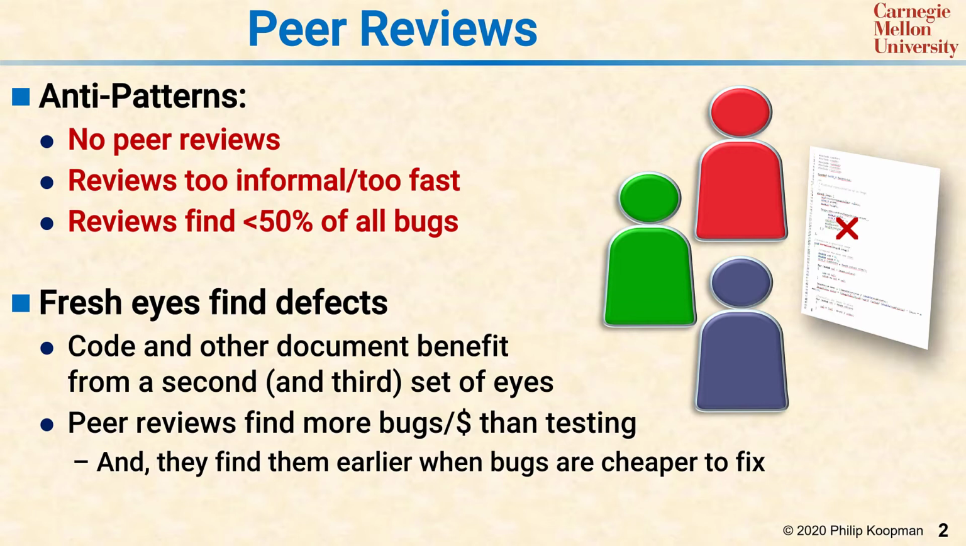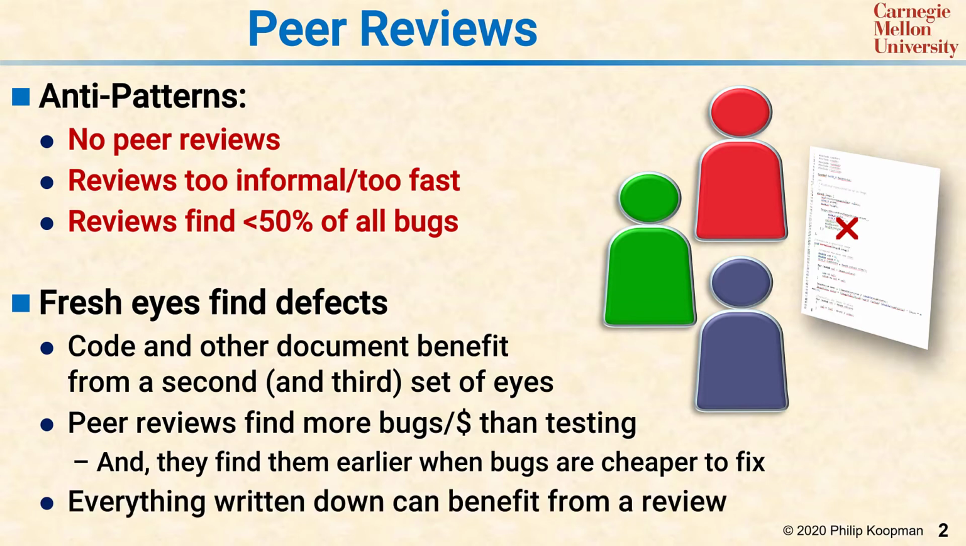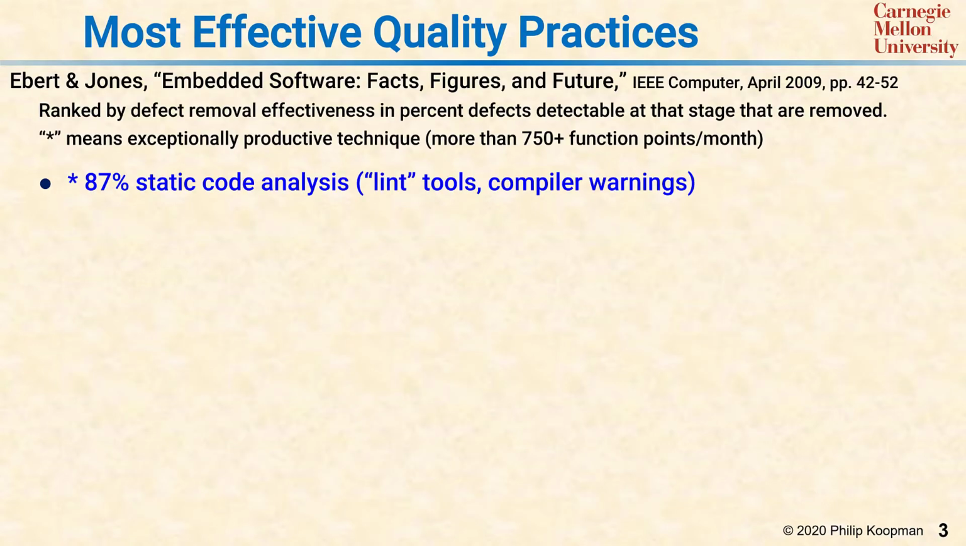While this tutorial concentrates on code review, as we go through, it is important to remember that everything written down can benefit from some sort of peer review or inspection. Let's start by taking a look at the most effective embedded software quality practices. This is a list of techniques and what fraction of defects they find.